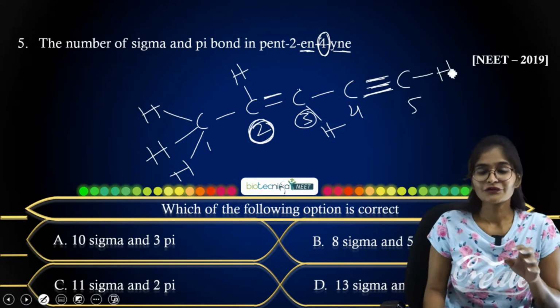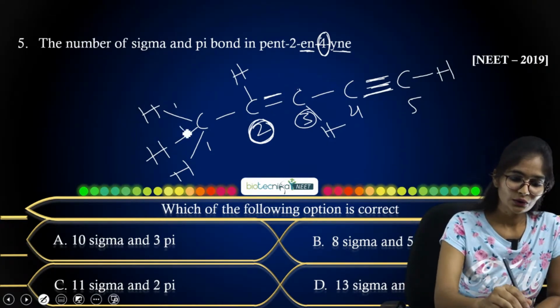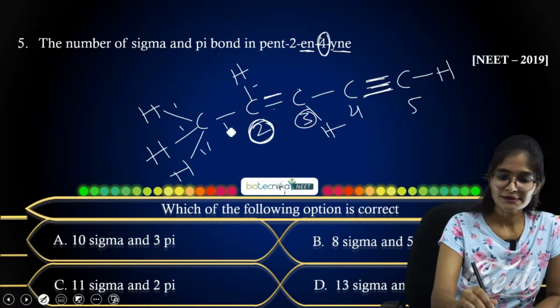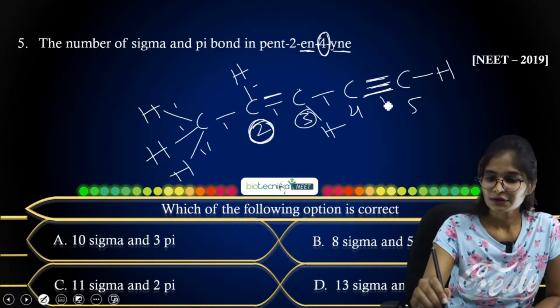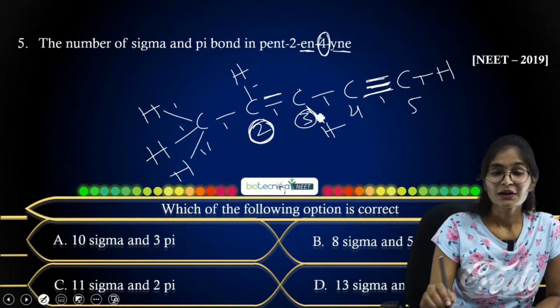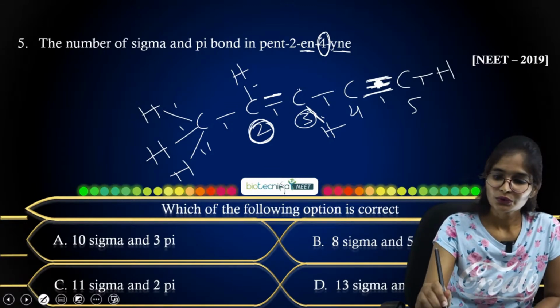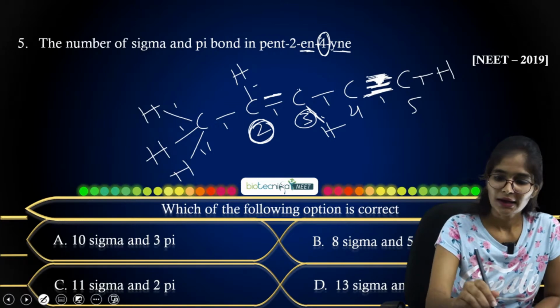So you have to count the sigma bonds and pi bonds. Sigma bonds: 1 2 3 4 5 6 7 8, and this is 9, and this is 10. So you have 10 sigma bonds, along with that 1 2 3. So these are the pi bonds, these two and this one.